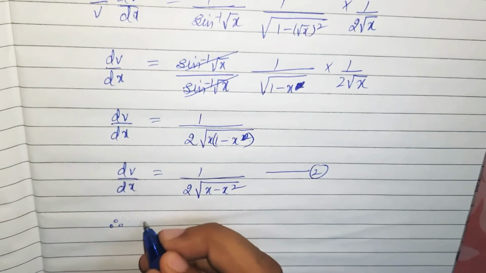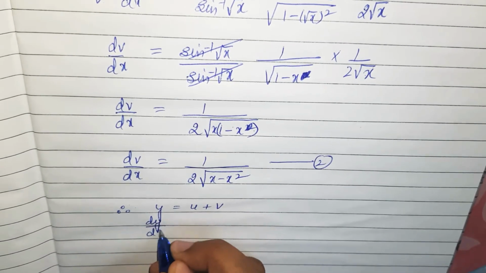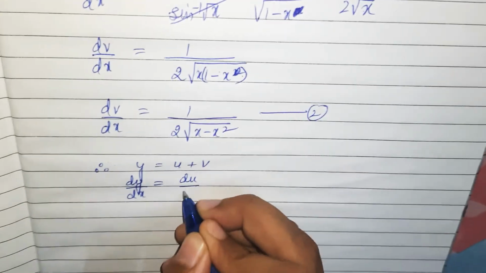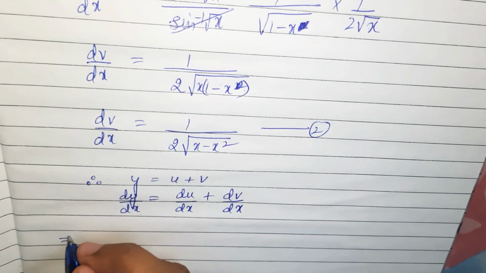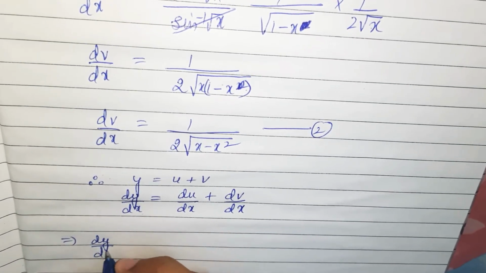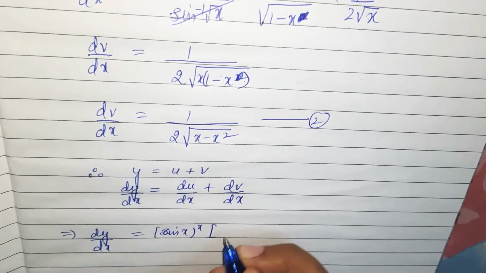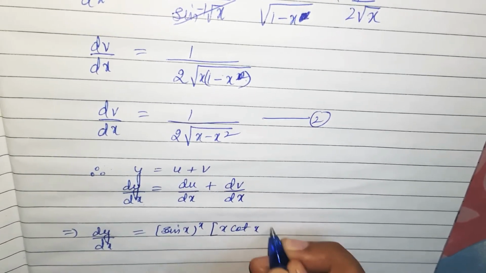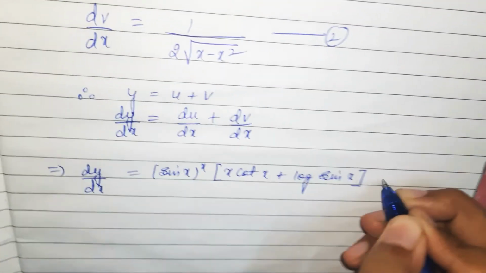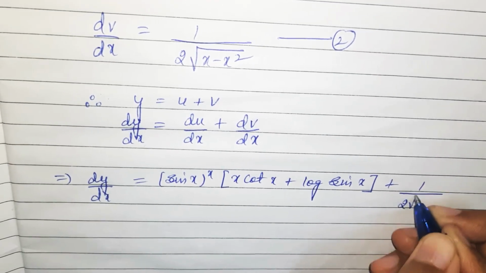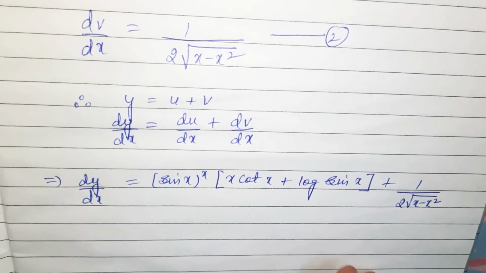So therefore y is equivalent to u plus v. dy upon dx is equivalent to du upon dx plus dv upon dx. So what am I getting? dy upon dx will be sine x raised to the power x cot x plus log of sine x plus 1 upon 2 under root x minus x square. So this is your final answer.